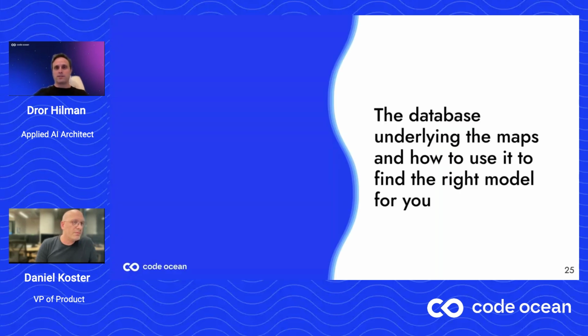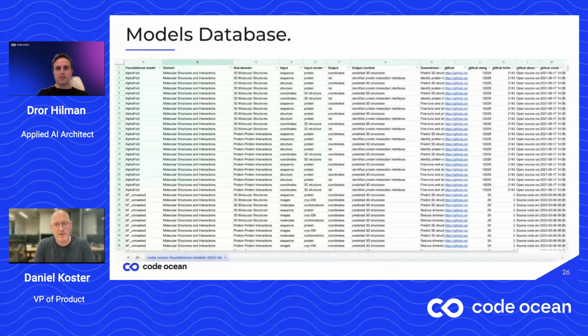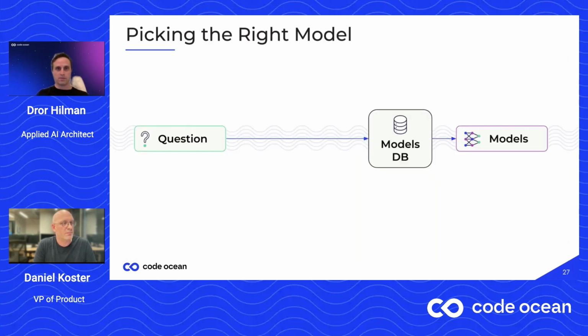Okay, so we assemble the database. So how do you use it to find the right model for you? What you can actually download right now from our website is the table that we have created, which, here you see it in Google Docs, contains the different models with the use cases and the input, output, and the domain and everything you need. You can just filter the different domains in order to look it up.